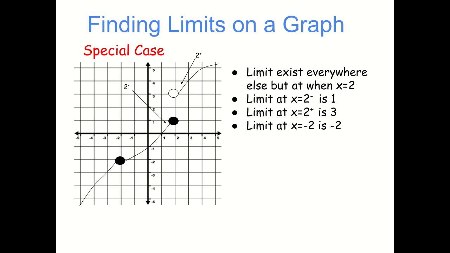So there's a special case when it comes to finding limits on a graph. The special case is where the graph starts on one side of a point and then continues on another side of the point. In that case, the limit at that point does not exist, but the limit before and after it does. So in math, when you see that little 2 minus, that means we're talking about before we get to that point. So in this case, it will be when x equals 2. And the 2 plus means after x equals 2. And don't forget that the limit at a point could be the same as the function value on the graph.